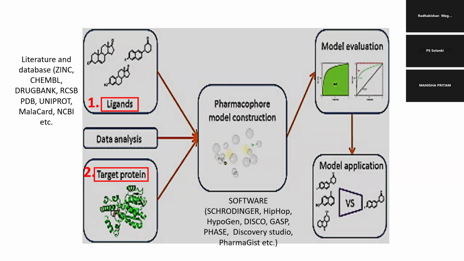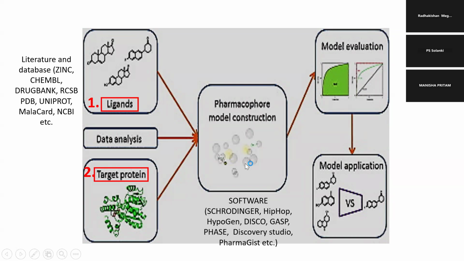For designing these models, you need different software, like Schrodinger, HipHop, HypoGen, DISCO, GASP, Phase, Discovery Studio, PharmaGist. Lots of online tools are available, lots of downloadable versions of software are there, and there are some paid or commercial software. For example, if you're going for Schrodinger, you have to pay some money, or you can request a free trial. If you mail the Schrodinger team, they will give you a 1 month or 1 week free trial. In that phase, you can generate your own pharmacophore model.